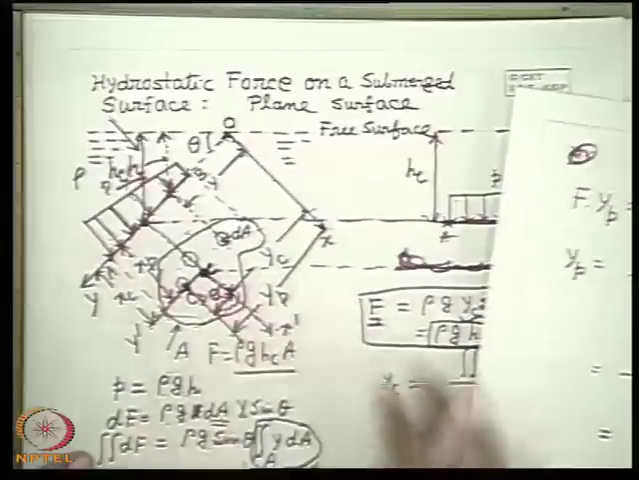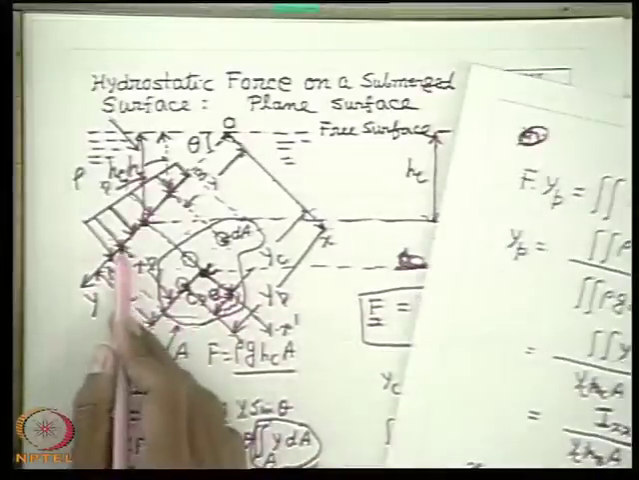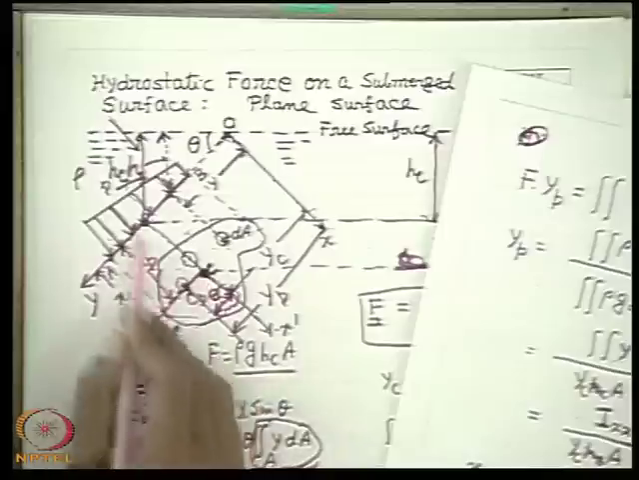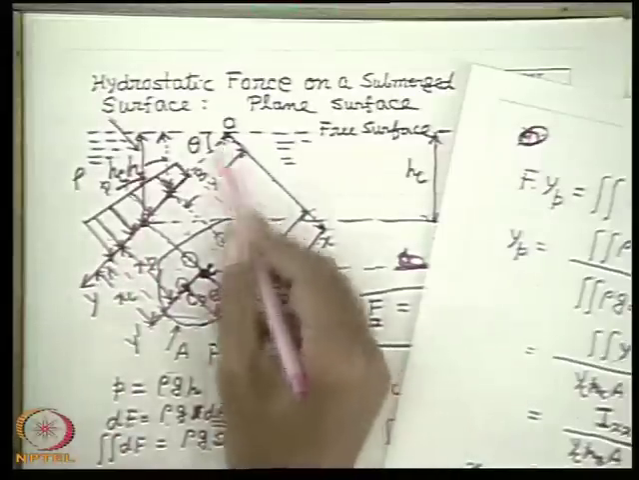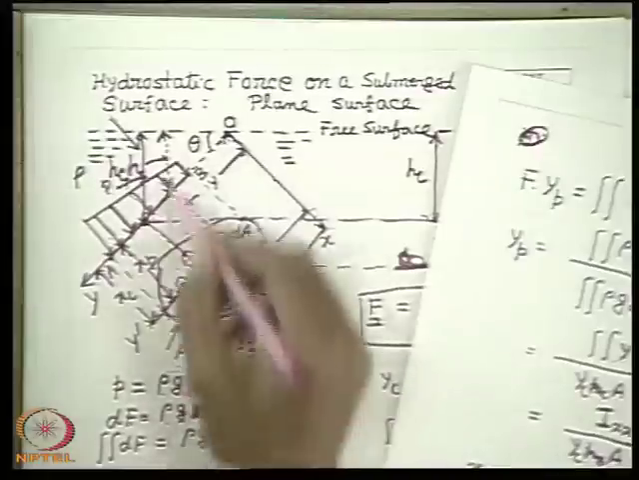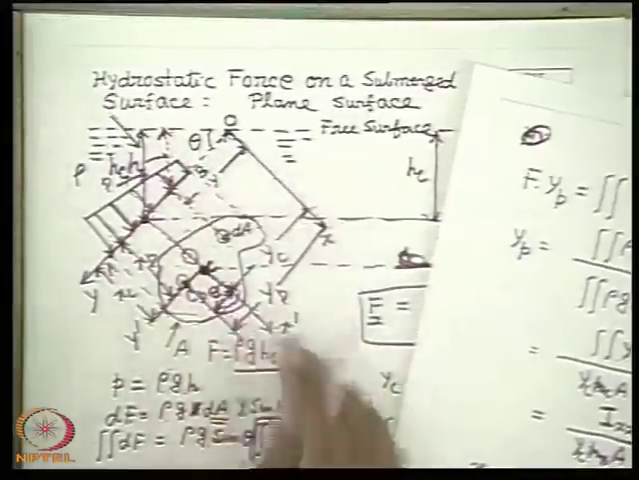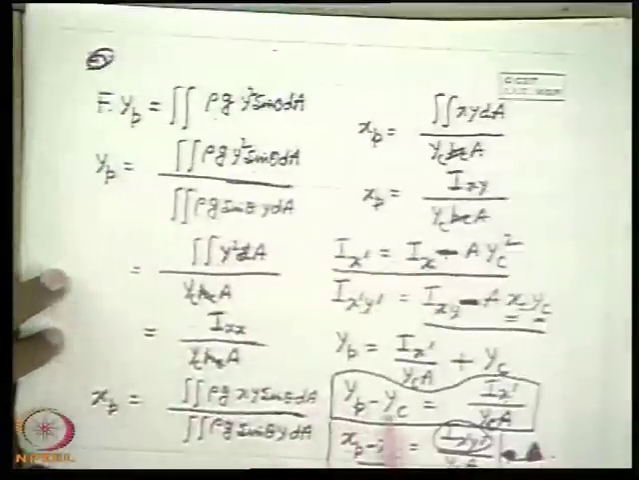So therefore this is xp minus xc, that means this is the xp and this is the xc. So the x coordinate of the center of pressure coincides, while the y coordinate, that means along the plane, is shifted towards the depth of the fluid by the amount given by yp minus yc, which is this.